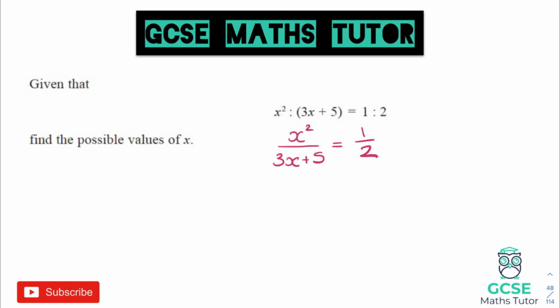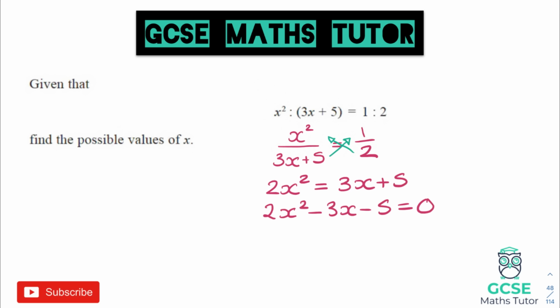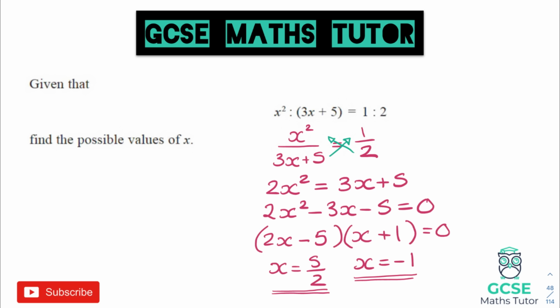If you have ratios written like this, and you have algebra involved, you can actually write these as fractions. So you can write the left over the right is equal to, again, the left over the right. From there, we have an algebraic fraction calculation, or an equation here, where we have to cross multiply, and again, like we have before, make that equal 0, factorise, and solve it.